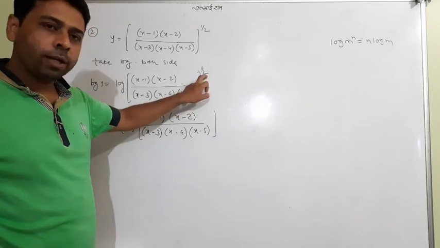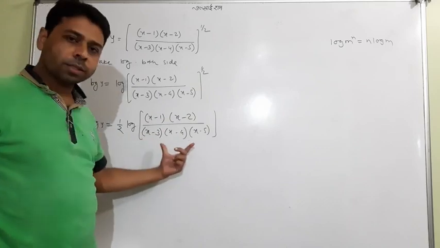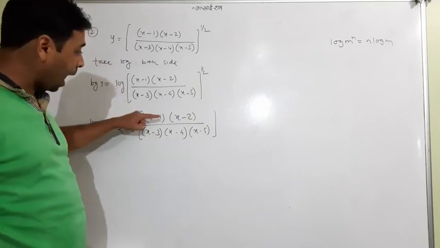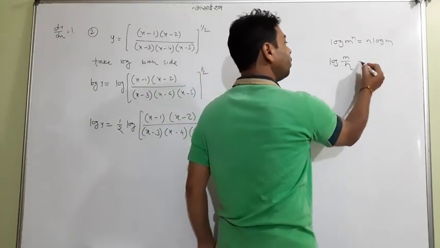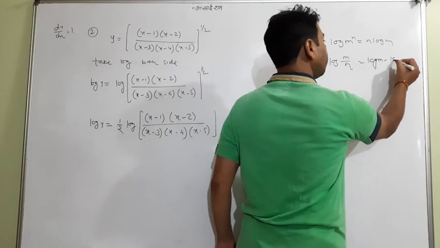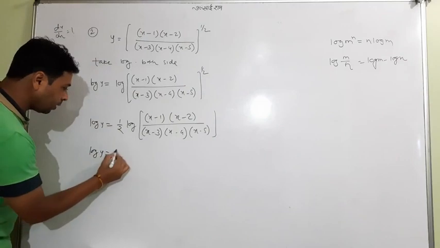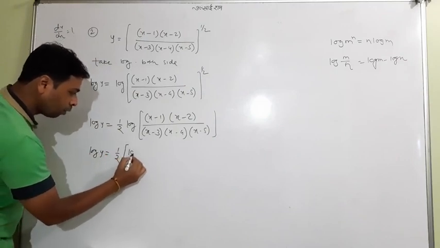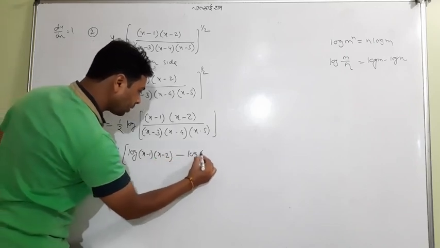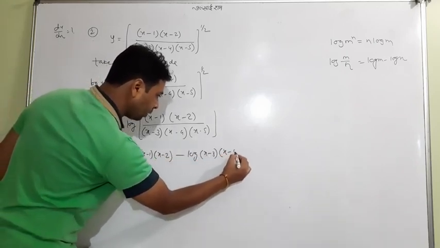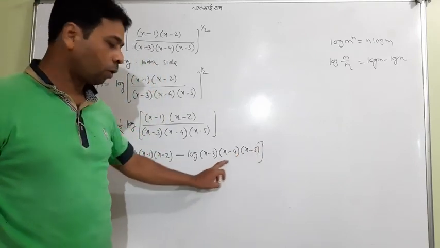You have actually brought it first. Now 1 by 2 log of this. What will you use here? Log m upon n. Log m upon n will be log m minus log n. Use it. Log y is equal to half, log m upside minus log n downside. Log m minus log n. The division I used.